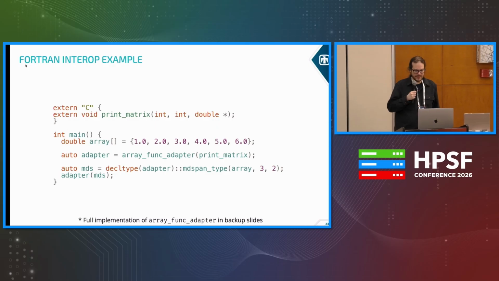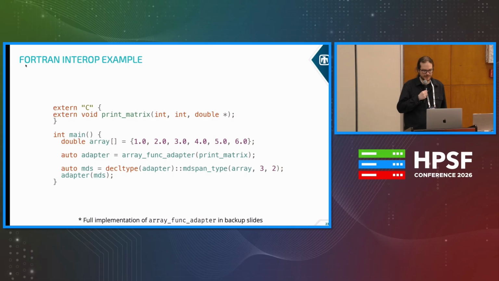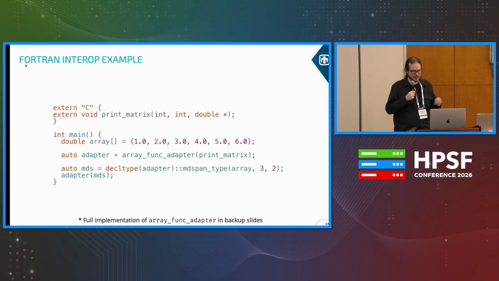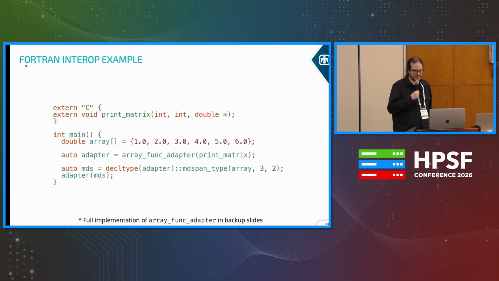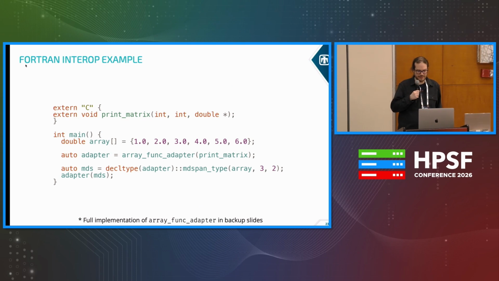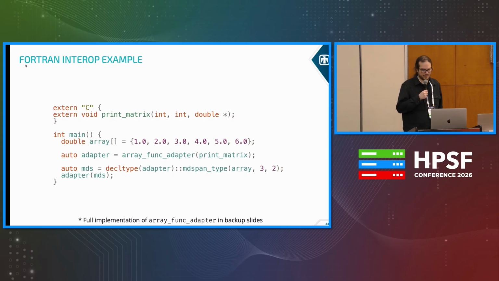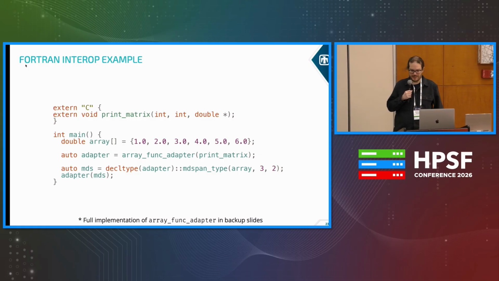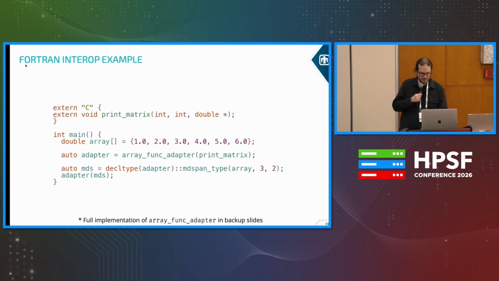Simply what we do here is construct this ArrayFunc adapter with the pointer to our extern C function. This will automatically deduce the template parameters for the mdspan type that is associated with that function signature, and so you can obtain that mdspan type. You construct your mdspan, point it to your array data, and just call the adapter with that. And this will actually print out the matrix with the right layout. It'll be column major, and everything will work as you would hope.